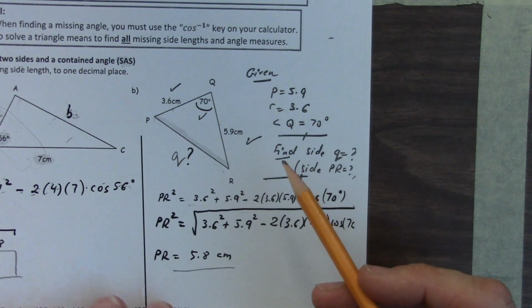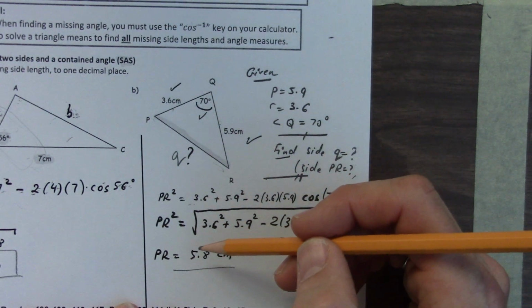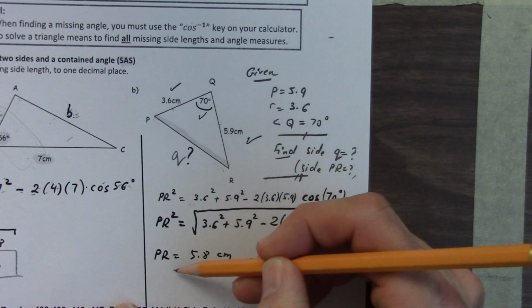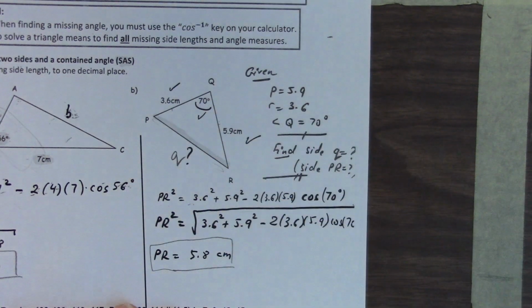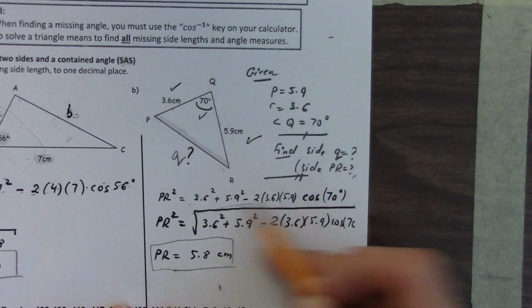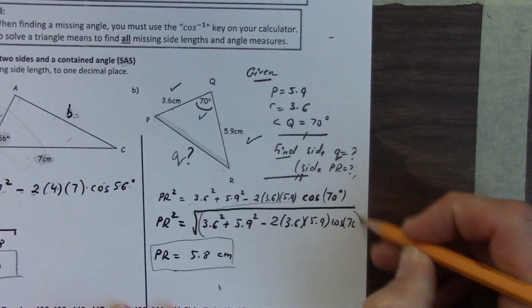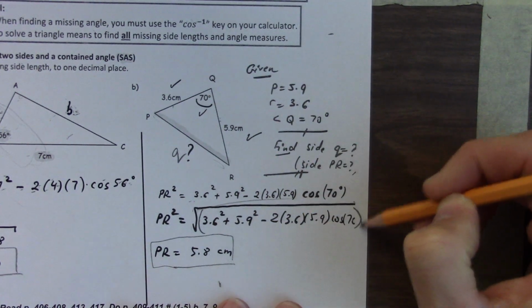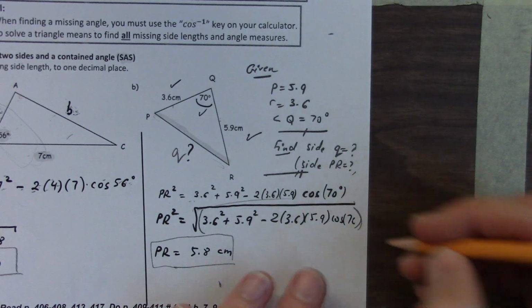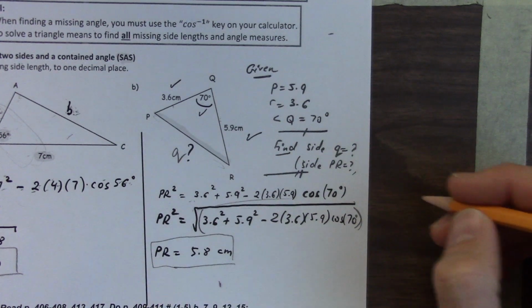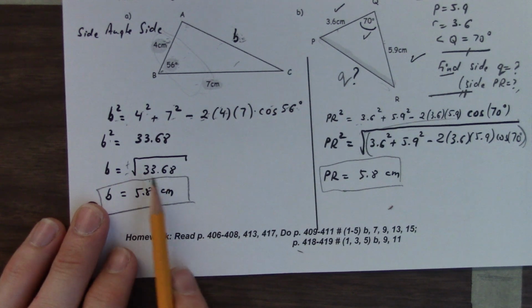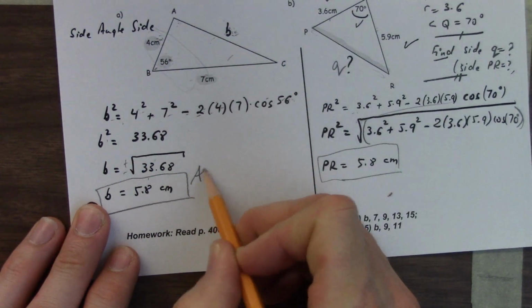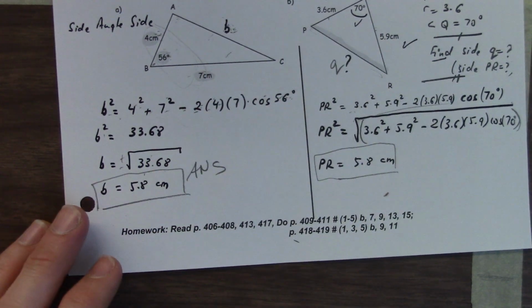5.8 again. Wow, that's a coincidence. We can just square root the whole equation. If you do this on your calculator, you have to put in brackets like this: square root, bracket, put in everything else, and you can't forget that last bracket. Or you can get this answer, 33.68, and then press square root and the answer key. That will give you this, if you don't want to type it out.